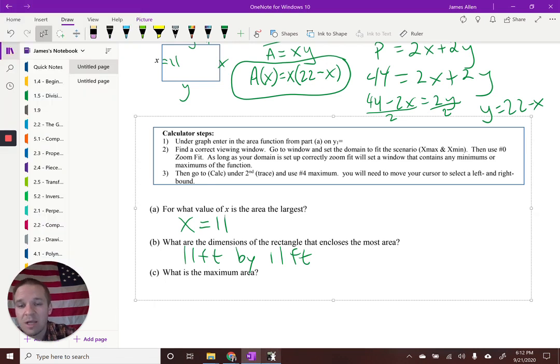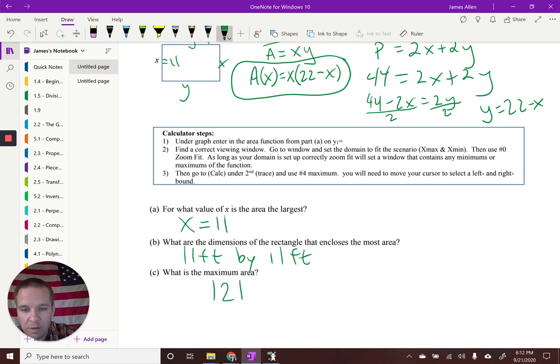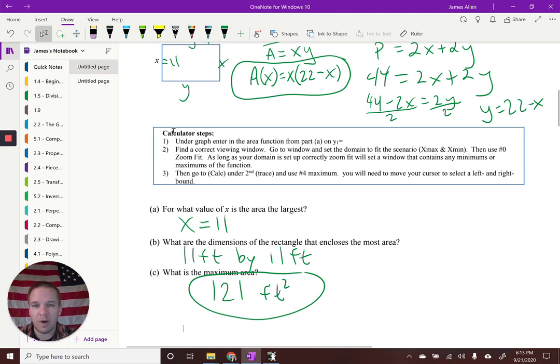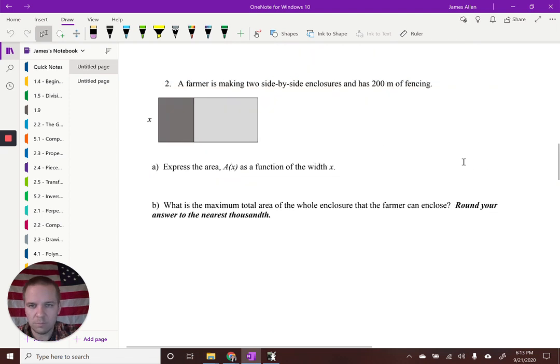That's our A of x, right? So that would be 121 feet squared. Beautiful. Done with that one. Yes, it's a square. That's kind of boring, but when we get into other stipulations, it starts changing it up. All right? But that's just our first example. If you need to, pause it and jot these steps down. If you're feeling okay with it, you're good.